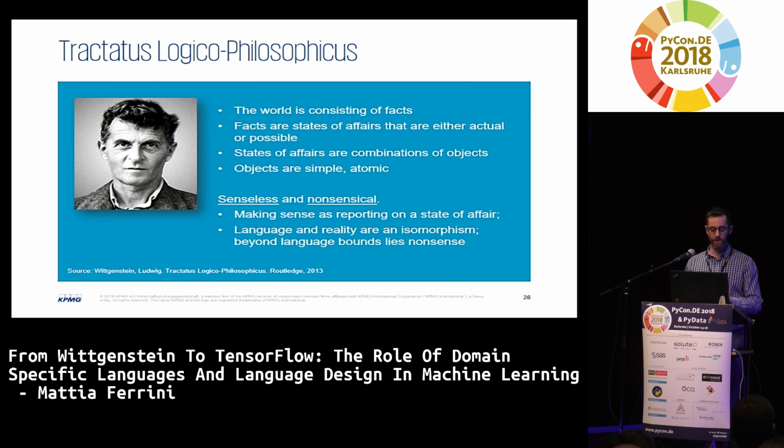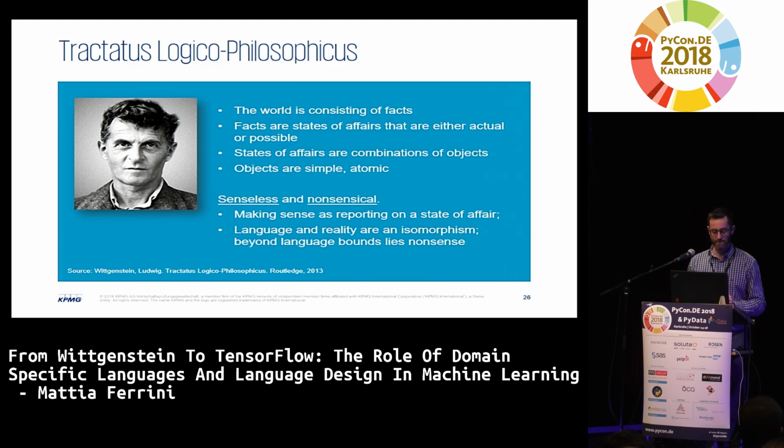And I think out of the Tractatus, there are two interesting points. The first one is that making sense is reporting on a state of affair. If you're not reporting on a state of affair, you're not making sense. And the other one is, it's not his exact words, but many critics are saying that according to Wittgenstein in the Tractatus, language and reality are an isomorphism. Beyond the language bounds lies nonsense, so that language and reality are two sides of the same coin, and language fits reality like a glove.